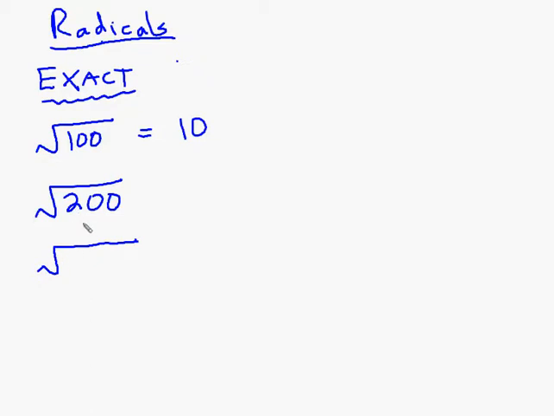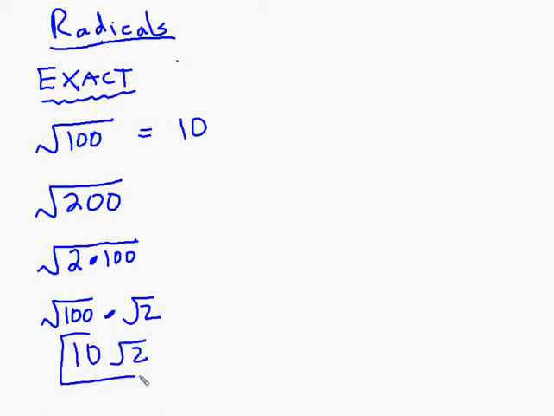But do you see that I can rewrite 200 as 2 times 100? Okay, so now I can rewrite that as square root of 100 times square root of 2. Well, what's the square root of 100? 10. And what's the square root of 2? Well, I don't know. And this is my exact answer, because I can't do the square root of 2 exactly.